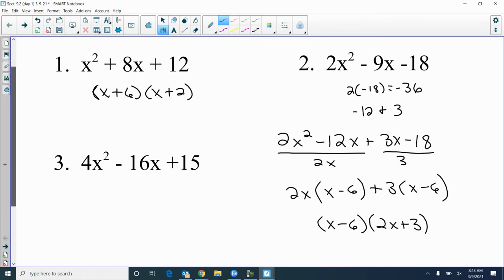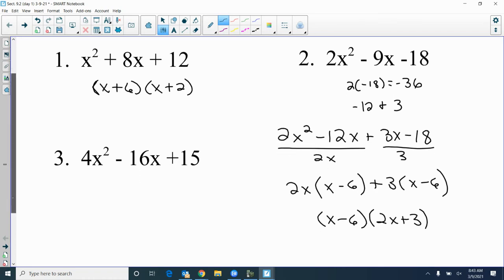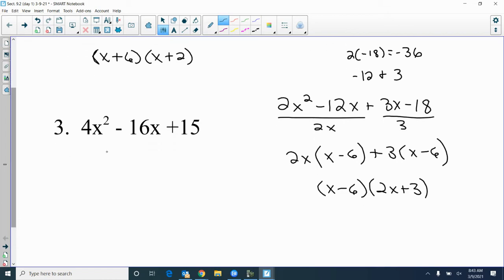Yes, okay. So, Joe, what would we do for number 3 first? 4 by 15. 4 times 15 gives us positive 60. And now we want to find what multiplies to equal positive 60 and adds to get negative 16. Okay, do you know the two numbers that multiply to 60 and add to negative 16? Negative 6 and negative 10. Good, negative 6 and negative 10.